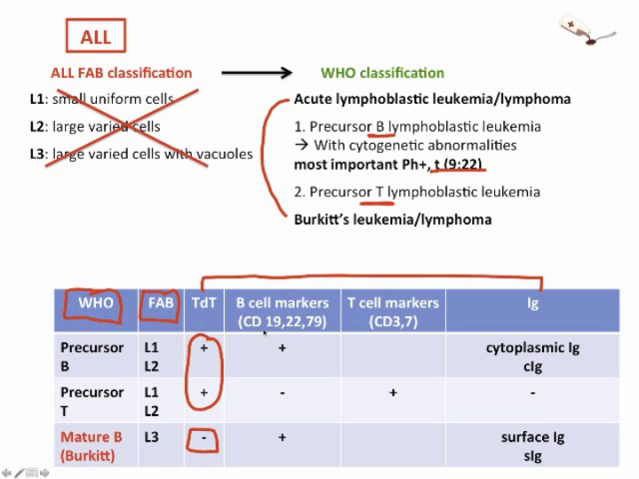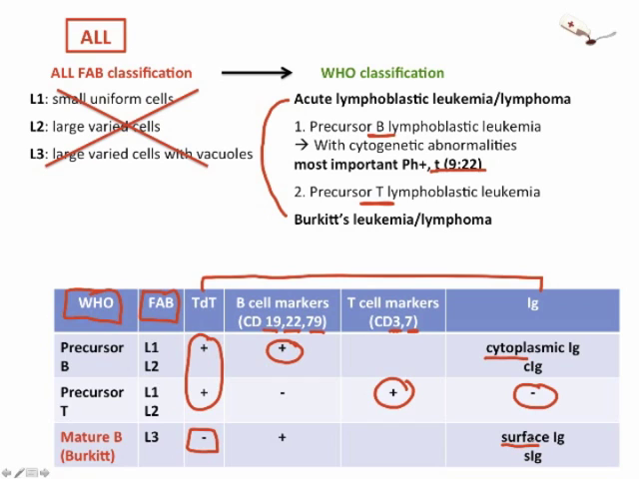Then we have B markers, and you know the B markers already because you have listened in the flow cytometry part, CD19, 22, and 79. It's going to be positive in precursor B cell, but negative in the T cell part, as well as T cell markers, CD3 and CD7, which are going to be positive in the precursor T cell part. Okay? Because B cells make antibodies, you will find cytoplasmic or surface antibodies in B cells, but not T cells. Okay? And whether they're in the cytoplasm or on the surface tells you how mature those cells are.